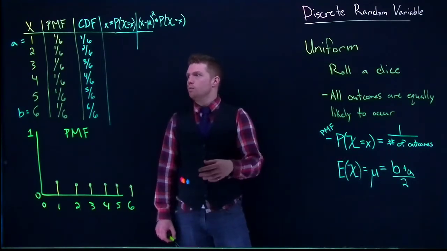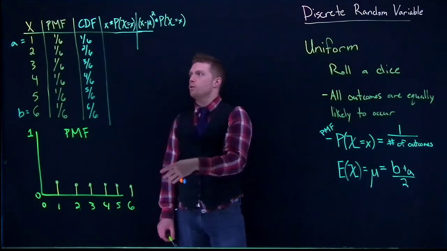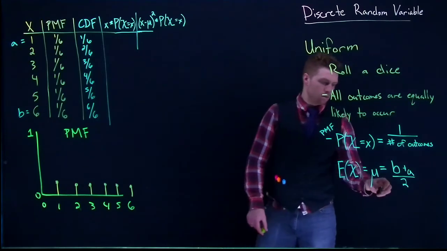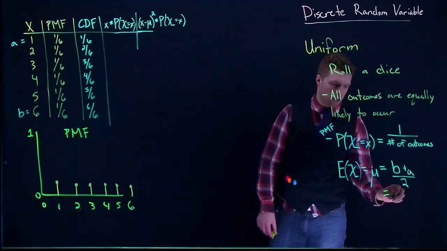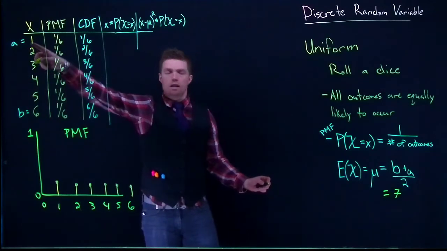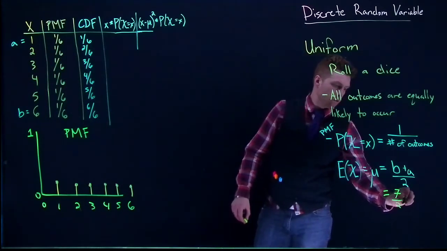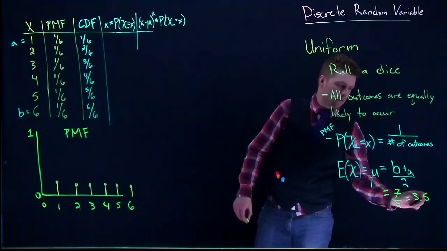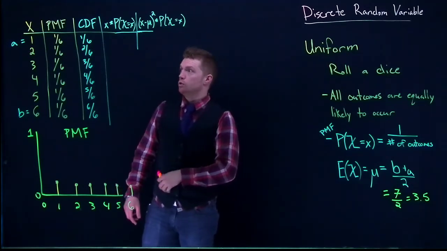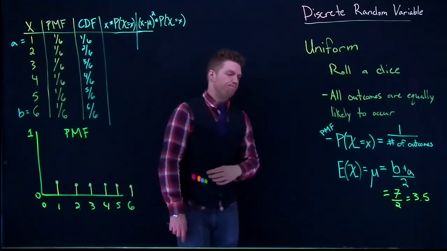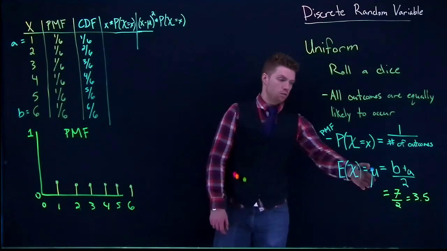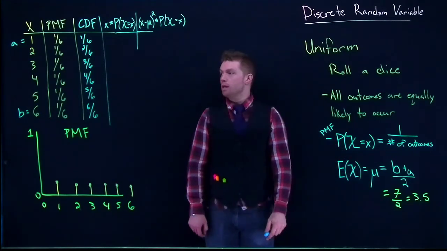When we did this expected value equation before, we got 3.5 for the expected value of a 6-sided dice. If we do it now, we have 6 plus 1, B plus A, divided by 2, and that equals 3.5. So you can see that it works. Once again, the caveat is that the uniform distribution has to be completely sequential. Now we don't have to do this whole extra column. We can just kick out our expected value by plugging in a couple of variables.